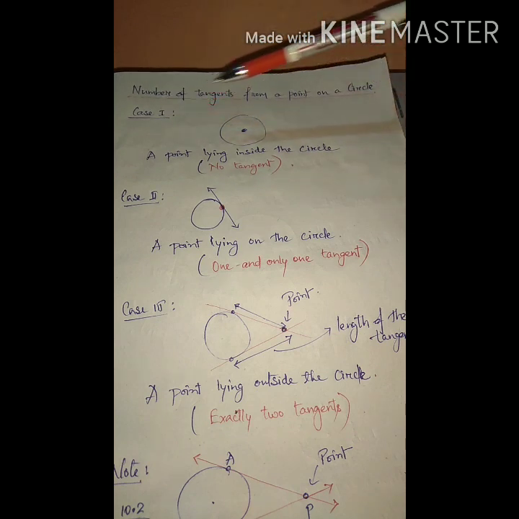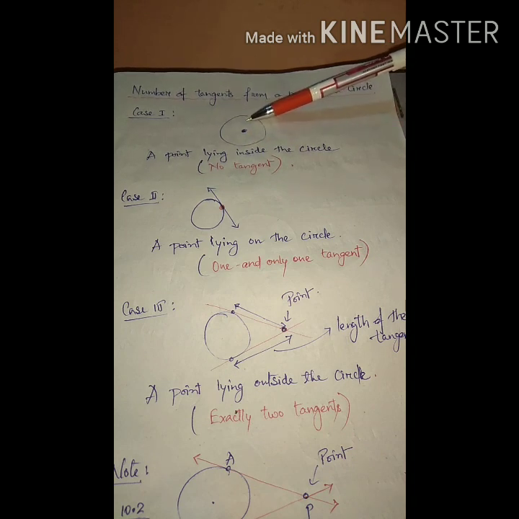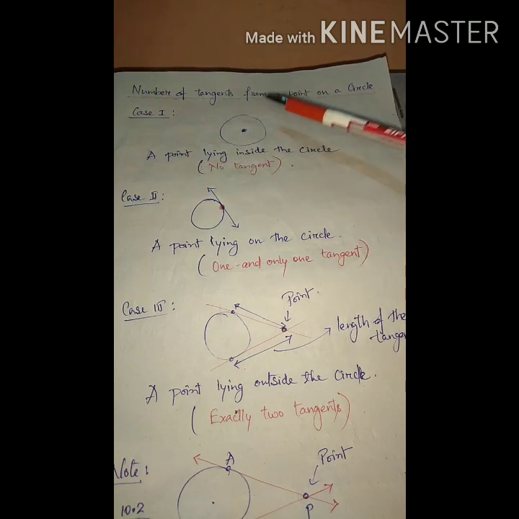So the first case we consider is if a point lies inside the circle. If a point lies inside the circle, we can't draw a tangent. That's why the line is written here: if a point lies inside the circle, then there is no tangent, because how can we draw the tangent? Isn't it?